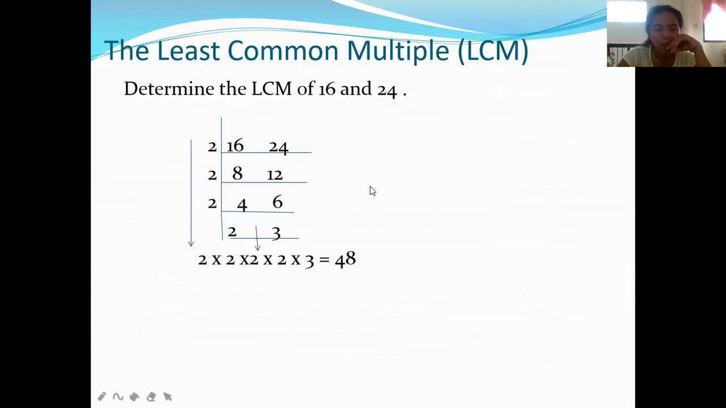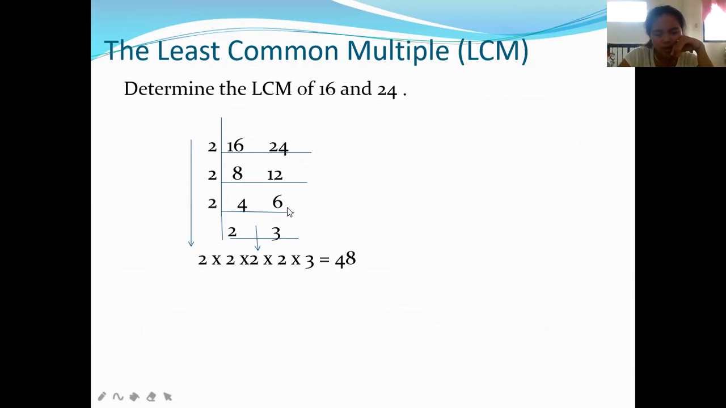So, the LCM of 16 and 24, we write here 16 and 24. 16 and 24 are divisible by 2. So we divide: 16 divided by 2 is 8 and 24 divided by 2 is 12. 8 and 12 are divisible by 2 again. So 8 divided by 2 is 4 and 12 divided by 2 is 6.